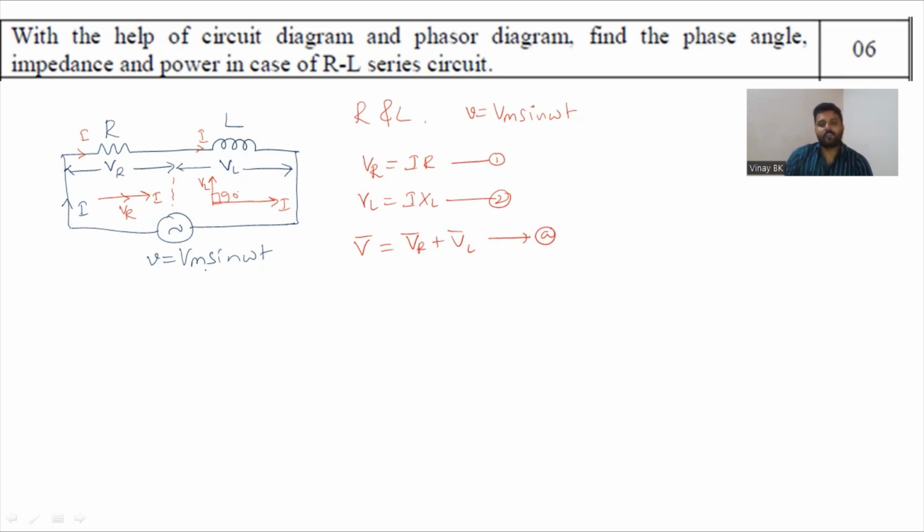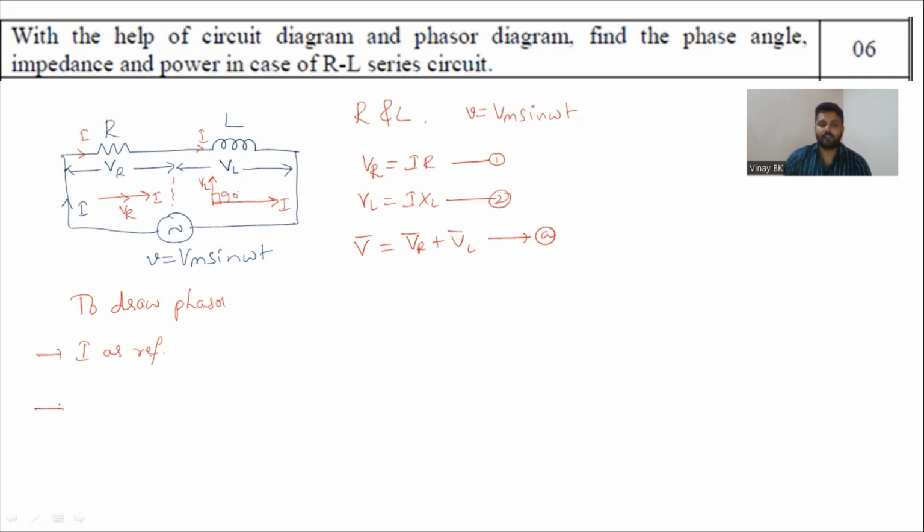So now draw the phasor diagram. To draw the phasor diagram, first you should know which is the reference quantity. So by taking current as a reference, as I told, why are you taking current as a reference? Because it is a series circuit. In case of series, the current flowing through R is the same as the current flowing through L, so I am taking current as a reference.